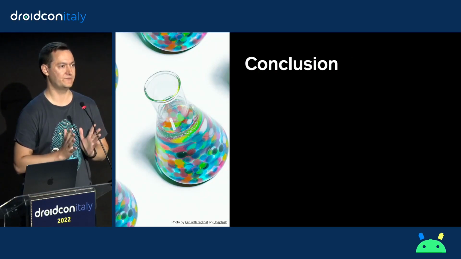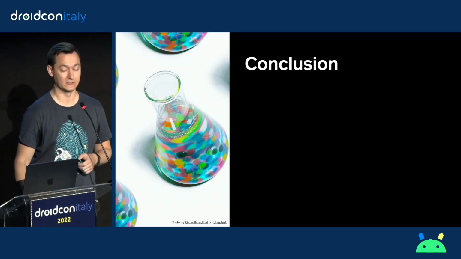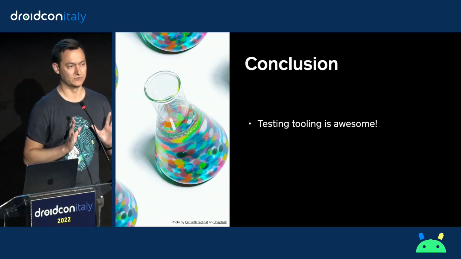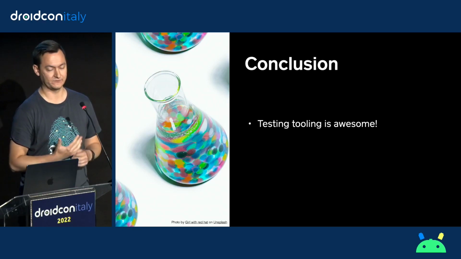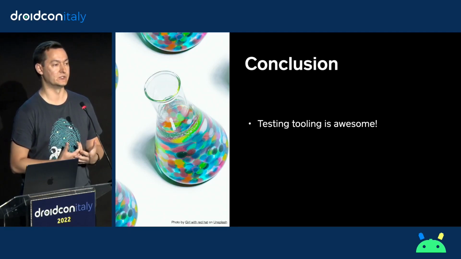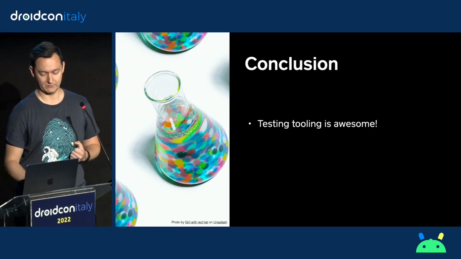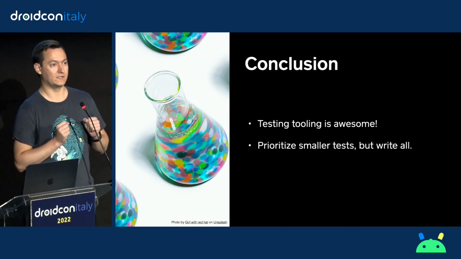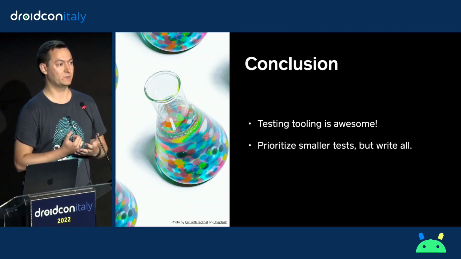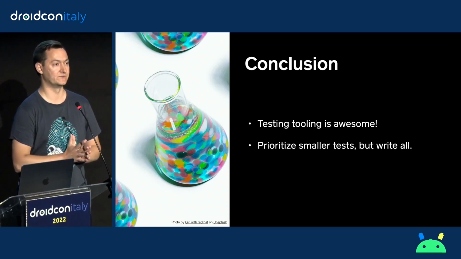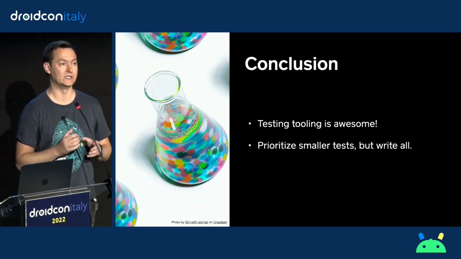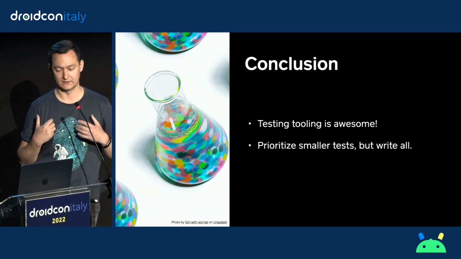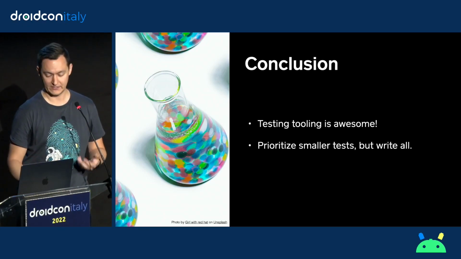All right, so that's about it for our agenda for today. Let's draw some conclusions. First of all, the tooling for testing Android applications is awesome. There's so much good stuff from Google, from other companies, and some open source libraries that make it really easy for you to set up a really good testing pipeline. I would say prioritize smaller tests. On Cash App, we have literally thousands of unit tests. We do have tests of all kinds, like snapshot tests and end-to-end tests, but we really rely on unit tests because they're faster, they give you a lot of feedback, and they're easier to write.